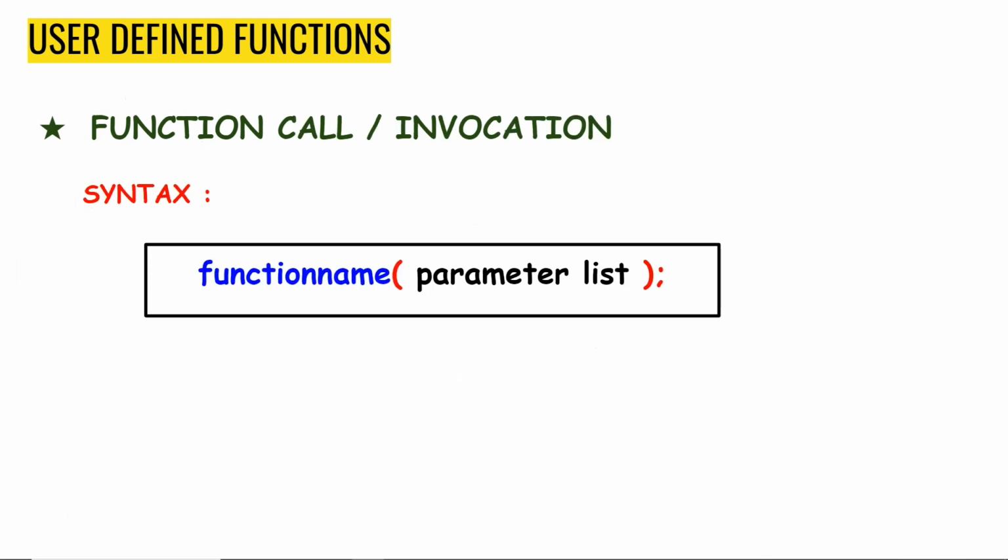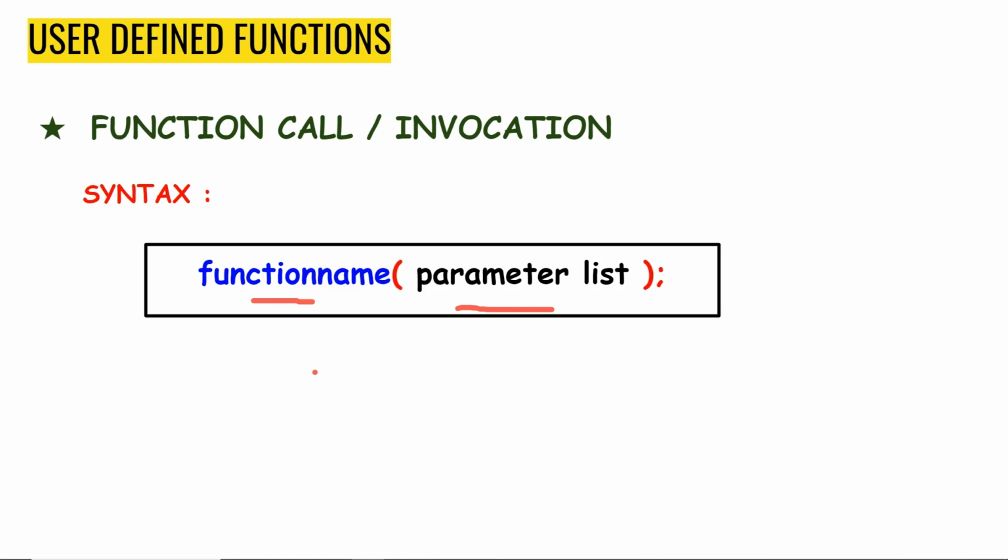Next element is the function call or the function invocation. To use the function defined, we need to invoke it at an appropriate place in the program. This is called function call. The syntax for function call: function name followed by the parameters. It is similar to your function prototype, except you need not specify the return type, and you need not specify the data type for the parameters.